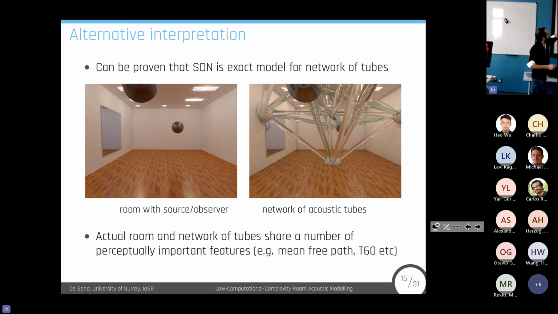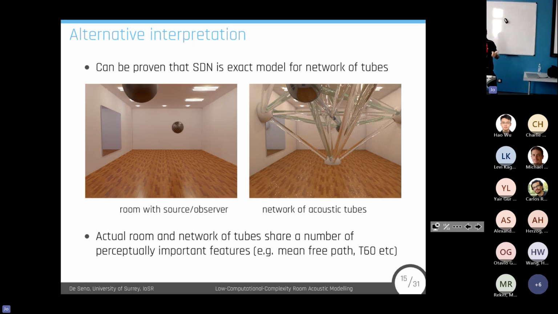So if you imagine that you put a clapping sound into one of these spheres and then you stick your head where another sphere is, then what you would hear at the other end of this network of acoustic tubes is very similar, or in good approximation identical, to the output of this model, of this network of delay lines.